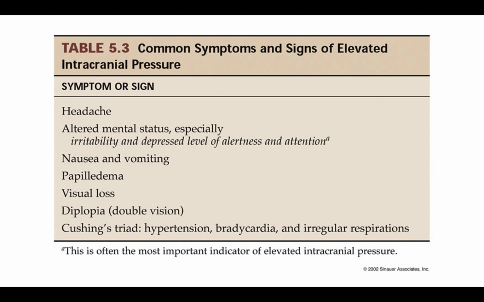And also, before we start, we want to revise the symptoms and signs of elevated intracranial pressure, which are headache, altered mental status, nausea and vomiting, papilledema, visual loss, diplopia, and finally Cushing's triad, which is characterized by hypertension, bradycardia, and irregular respiration.